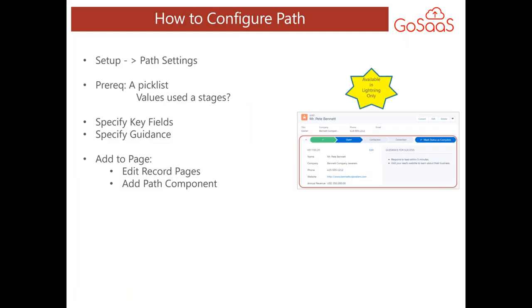How to configure path? It's very simple. All you have to do is define path settings in setup. The only prerequisite for a custom object is that you have to have a pick list field in the custom object that you can use as stages. And then in path settings, you have to define key fields and specify guidance. Once that is done, you have to add the path component in your record detail pages or any other page that you want to add it to.